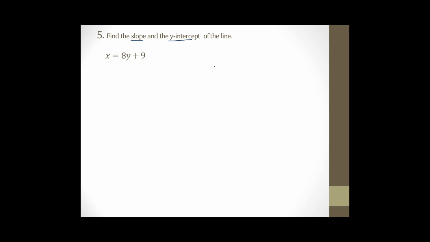There is a form of the equation which is called slope-intercept form, and that would be y equals mx plus b. Many of you have heard that form of equation plenty of times. So to be able to identify the slope and identify the y-intercept, we have to solve the equation for y. So let's do this over here. Let's isolate the y variable.